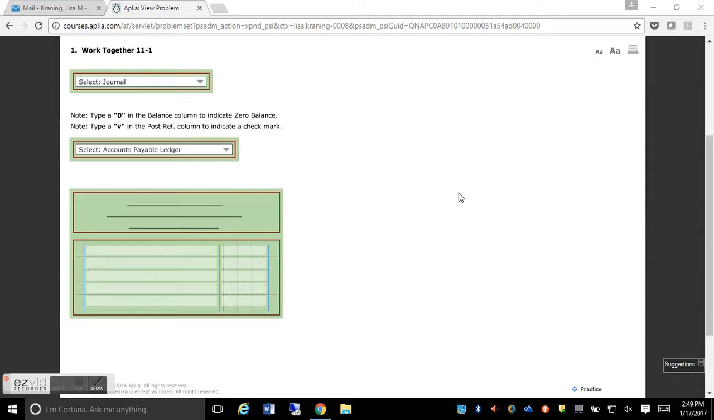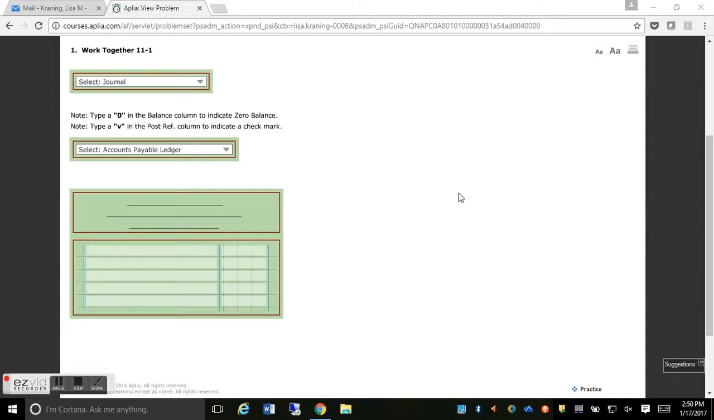Okay, this is chapter 11, and most of this chapter is going to be about posting. It's going to be posting the journals, the 5 journals that we learned in chapters 9 and 10. If you were looking in your book, it is on page 306.